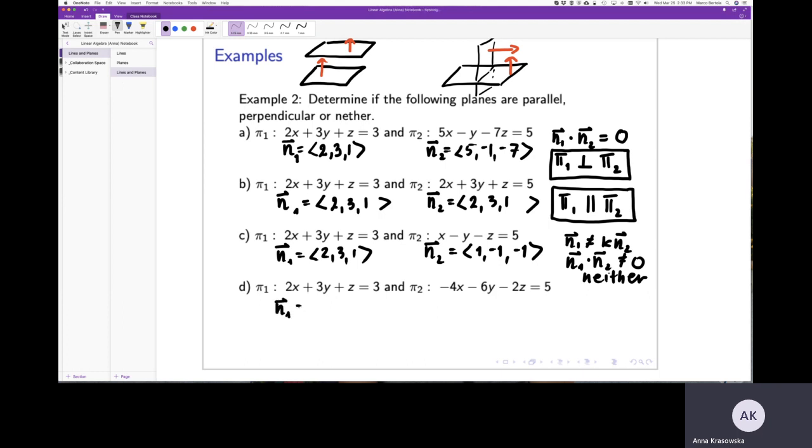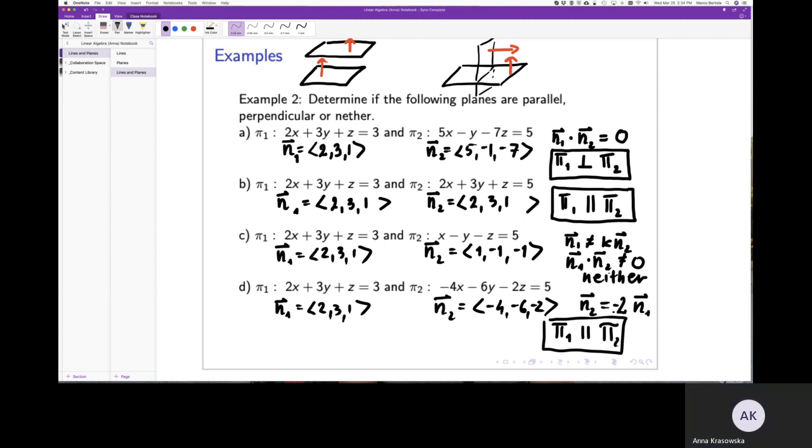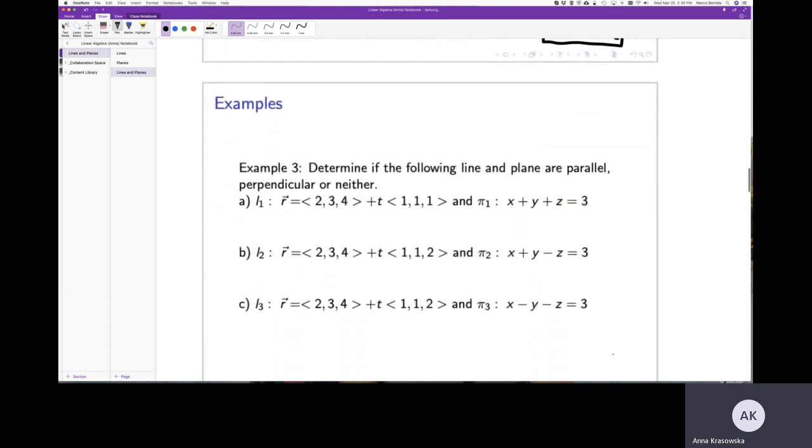Again, the last one, n1 is 2, 3, 1, and n2 is 2, minus 4, minus 6, minus 2. Check. Is it clear that n2 is a multiple of n1? I hope you can see it's minus 2, and therefore n1 and n2 are parallel, and therefore the planes are parallel as well. Okay, so we know parallel and perpendicular planes.